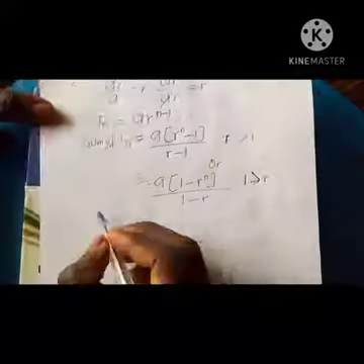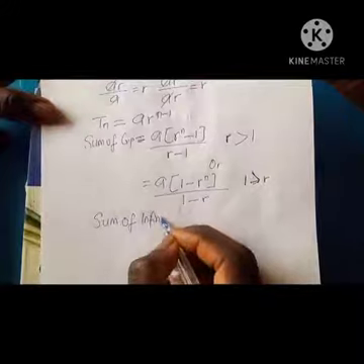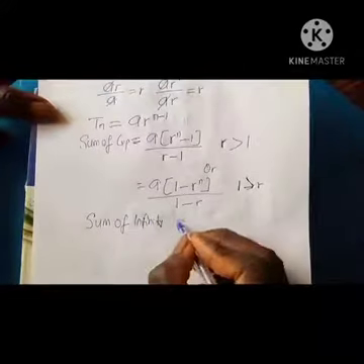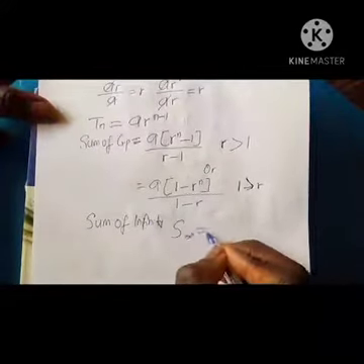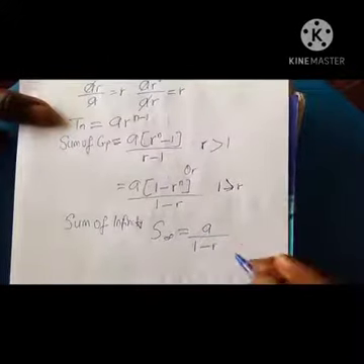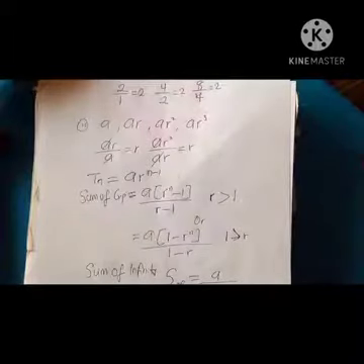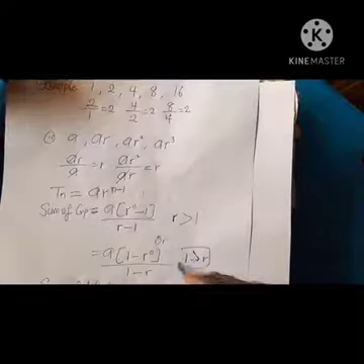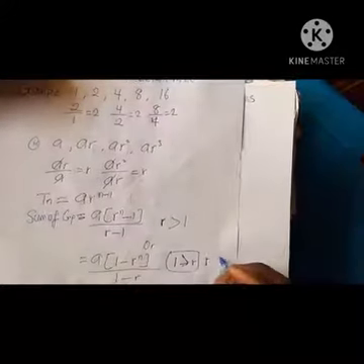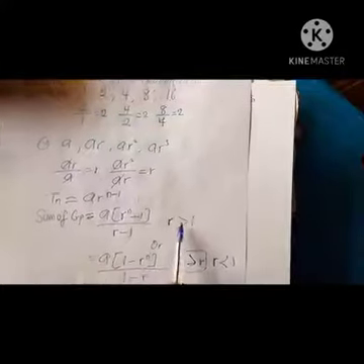And we have the sum to infinity, that is, we have S infinity, which is equal to a all over 1 minus r. We'll be dealing with some examples now. So if r is less than 1, we are going to use this, and this if r is greater than 1. Thank you.